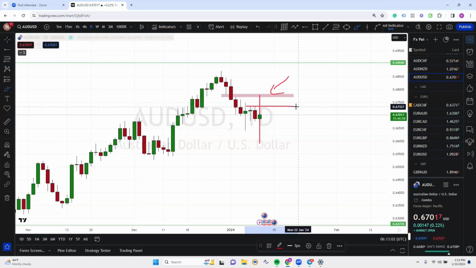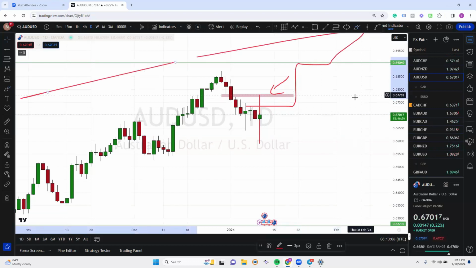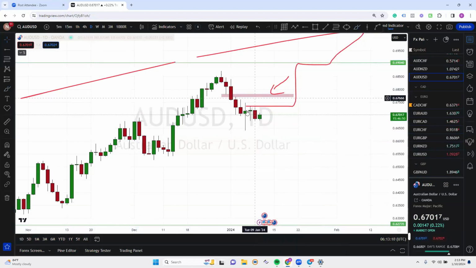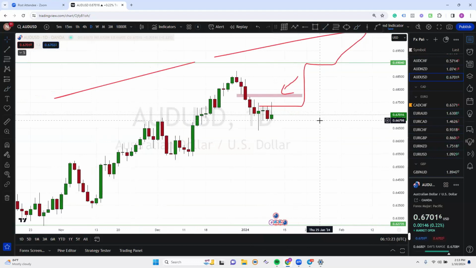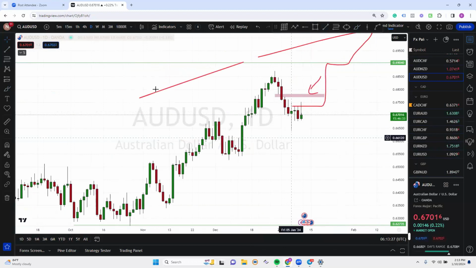So we will never know whether the price is going to come up to this AOI or just simply take out the Monday, Tuesday high like this without coming to the AOI, and we start to see the price come down. If that's the case, then we have to sell. Okay? We are trading on the buyers.